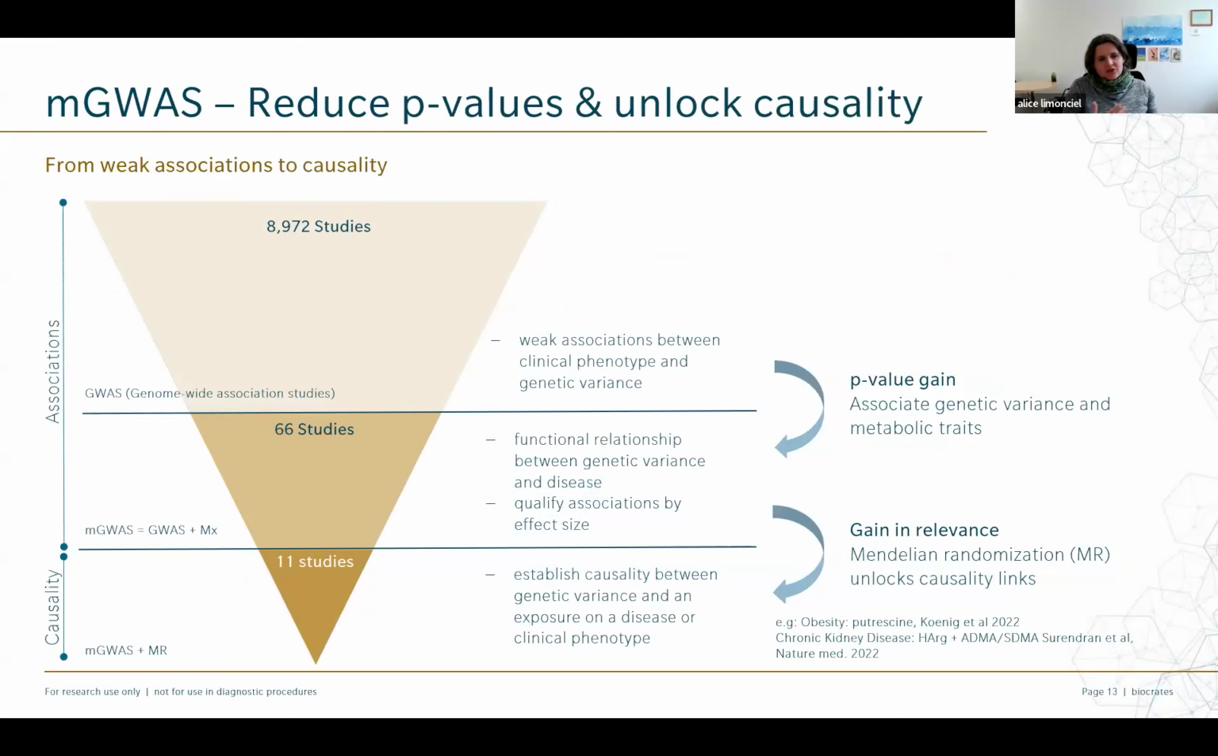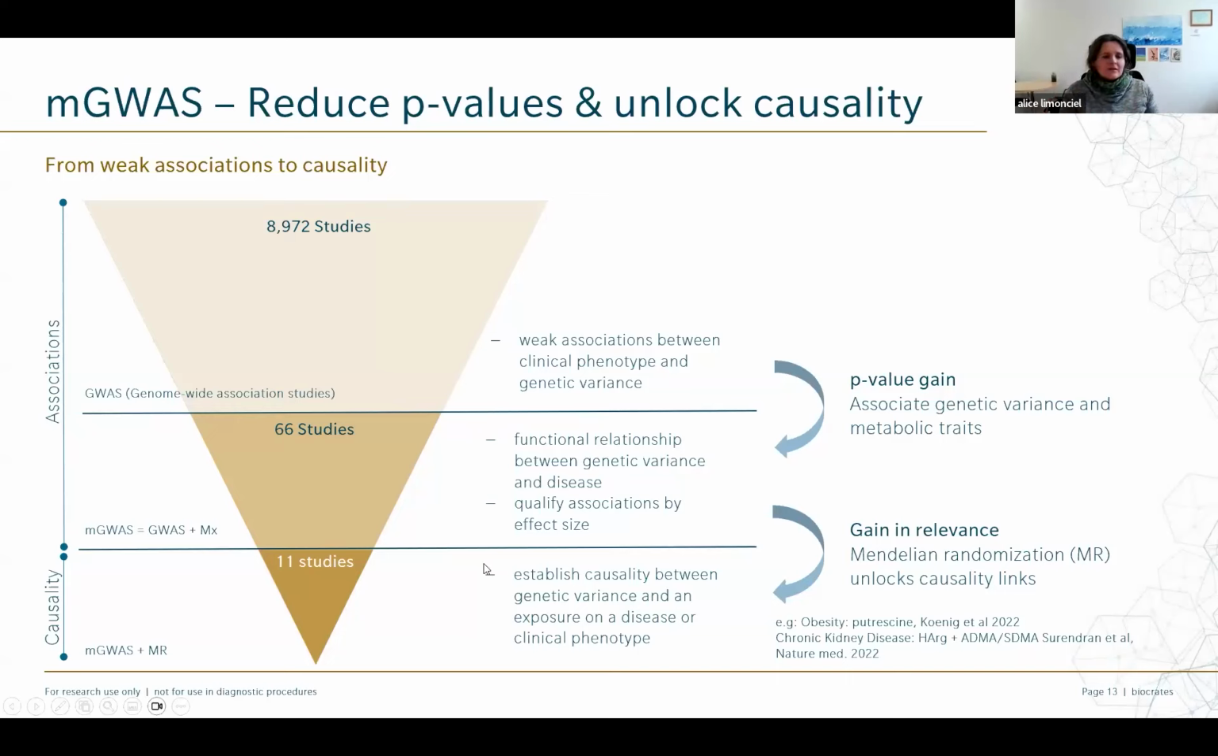For people who are interested in GWAS, what we show in this slide is that, although this is already a couple of years old, there are a few thousand studies doing GWAS. Of course, it's a very popular approach, and it's very effective to look at the effect of the genome or part of the genome in a certain population or disease. But when you add metabolomics to it, when we go to the mGWAS level, you can really have a p-value gain by adding the metabolome to your data set.